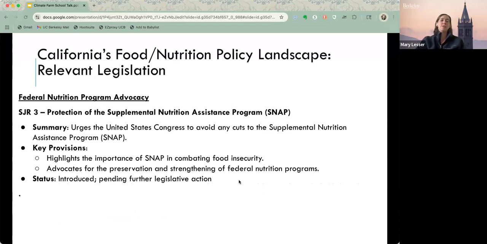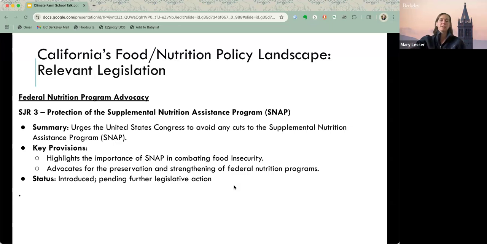But anyhow, we do also have protection of the Supplemental Nutrition Assistance Program. So again, in California, our SNAP is called CalFresh, but this is urging, at a national level, to avoid any cuts. I've been focusing with this strong California lens, but SNAP and programs like WIC are federal. So if their budgets are altered or changed at the national level, that can trickle down to the state level.